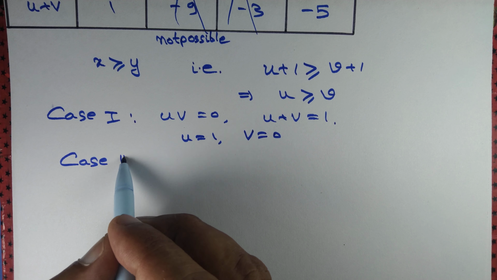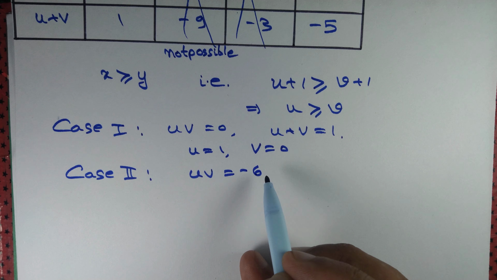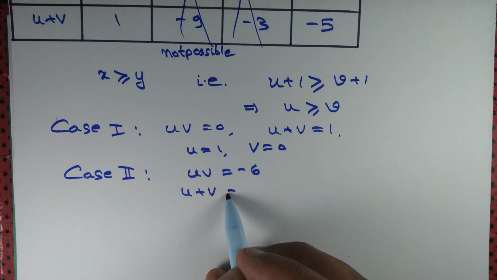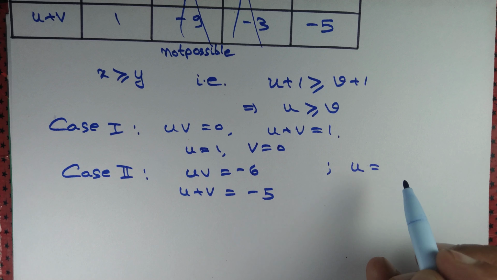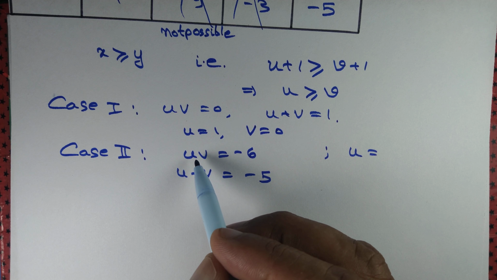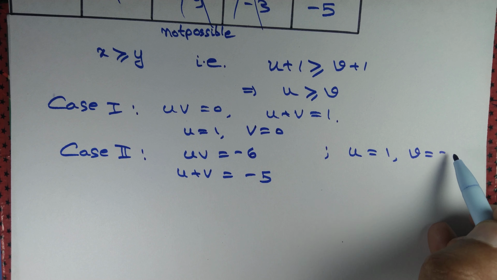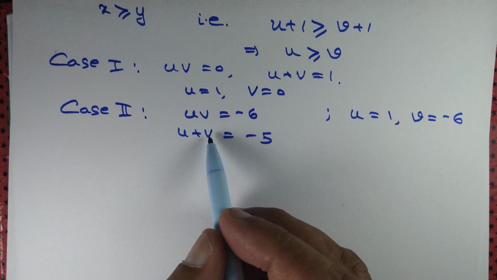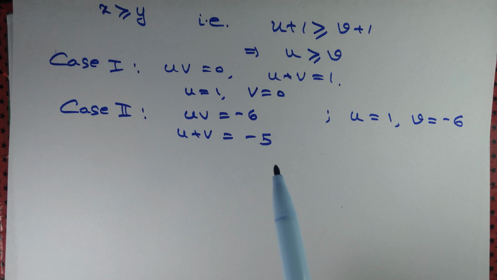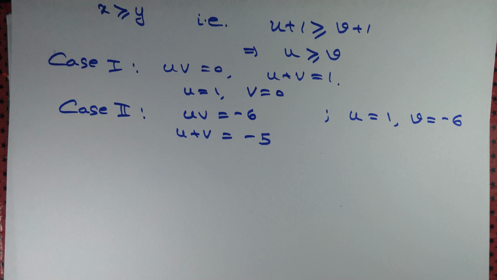Case 2. uv equals minus 6, u plus v equals minus 5. So you see that you can take u equal to 1 and v equal to minus 6. 1 into minus 6 is minus 6, and 1 plus minus 6 is minus 5. But you have to take u greater than or equal to v. So yes, that's the only possibility.